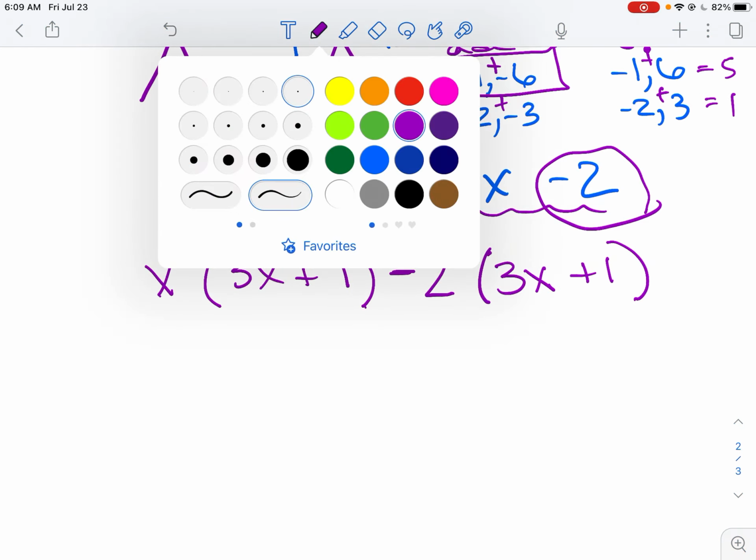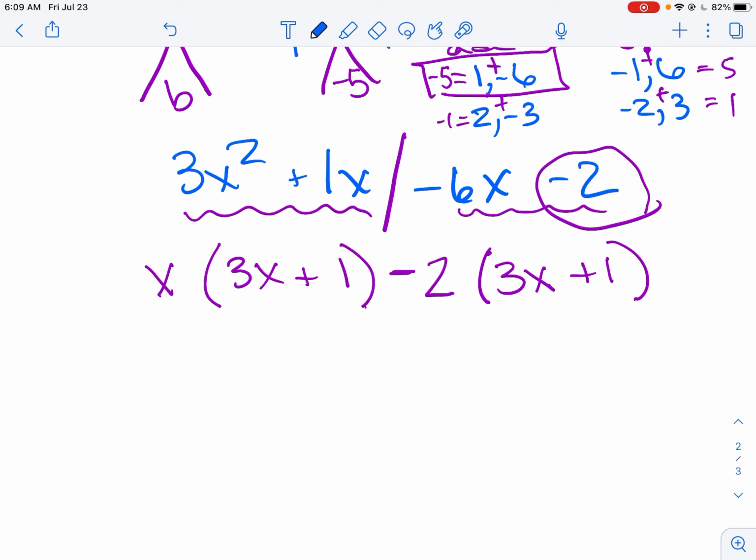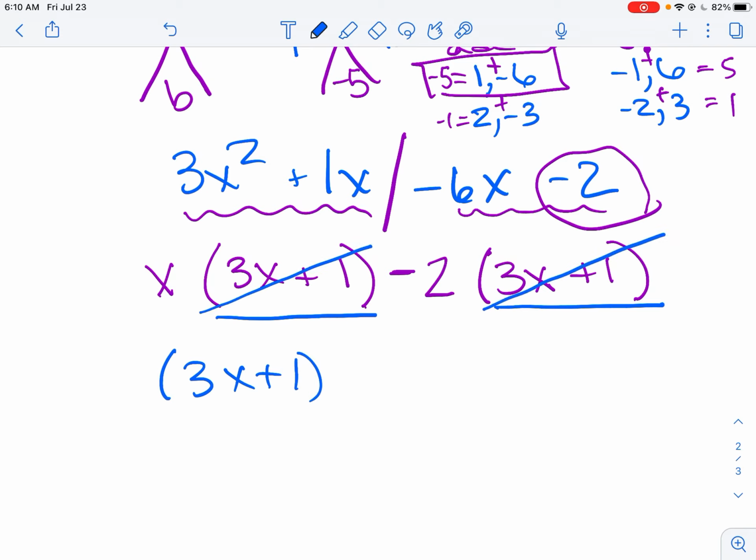Oh, I want a different color. Now, if I look at this, you'll notice I have this in common with this. They're exactly the same, so I'm going to write this down. What we're doing is factoring this out. We're dividing the first term and dividing the second term by that. And we're looking for what is left over. And we have an x minus 2 left over.